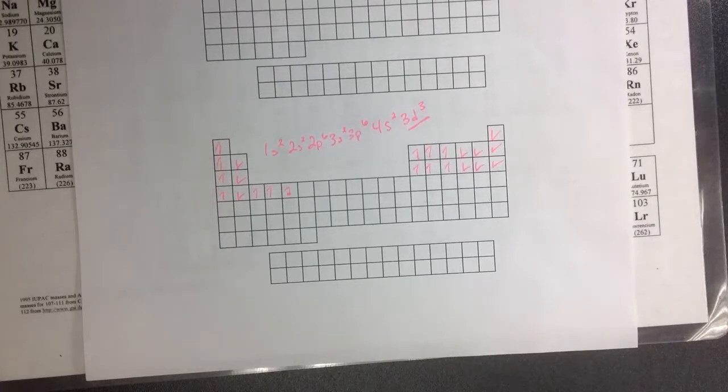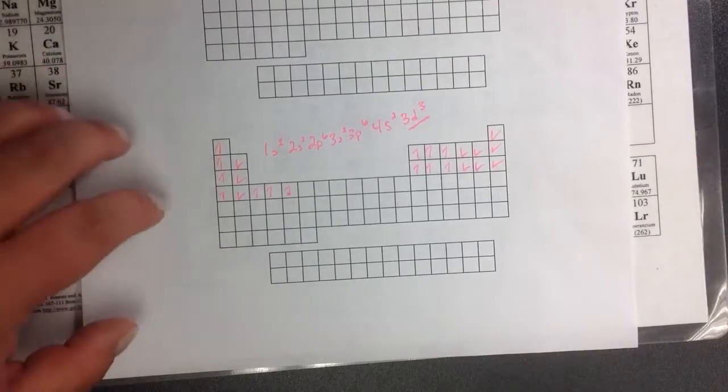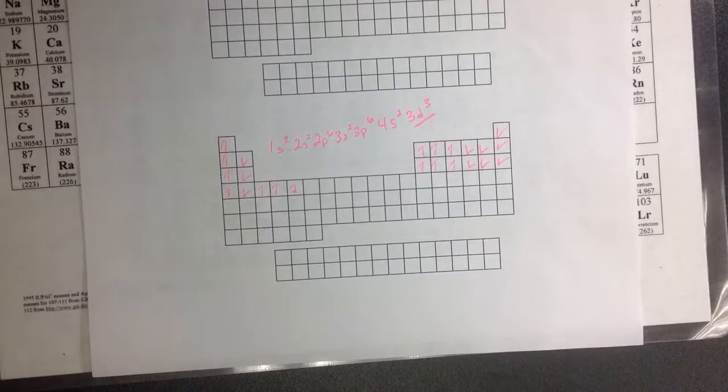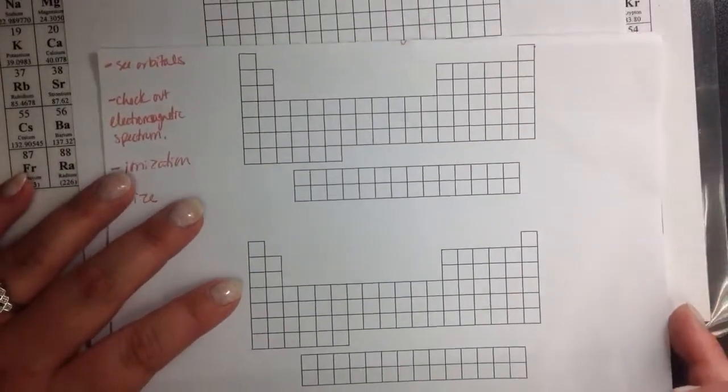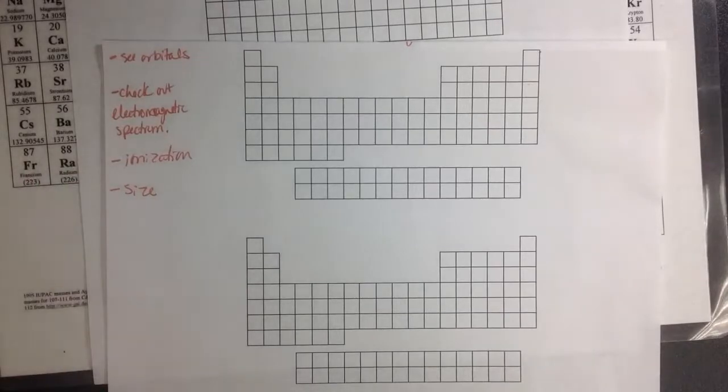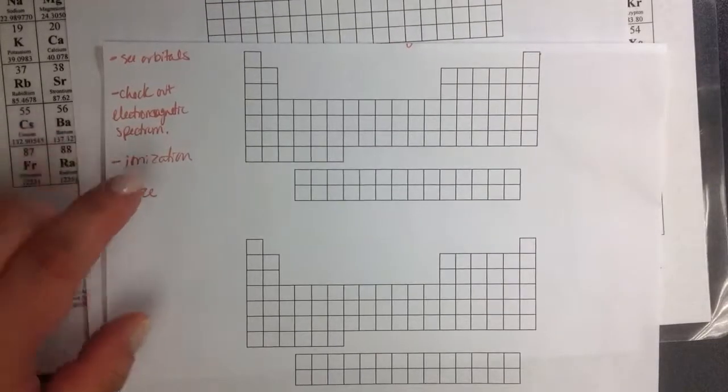Okay, 2 more trends. Practice these, come back, pause it, try it again, practice them again, whatever you need to do. Just a couple more things. I want you to look at orbitals. Check out the electromagnetic spectrum. You've probably seen this before. There are different types of wavelengths of energy, and we will continue to talk about that in the next chapter. Okay. And then there's 2 trends that we didn't talk about.